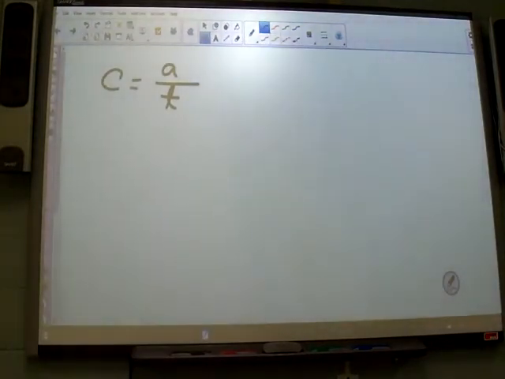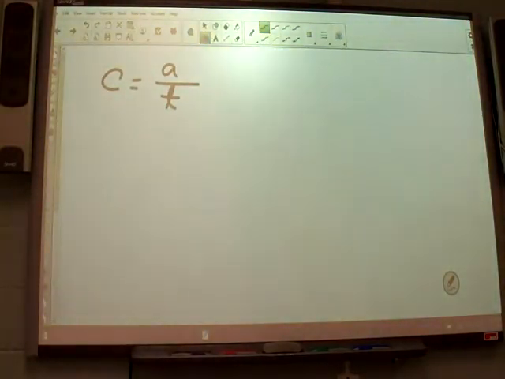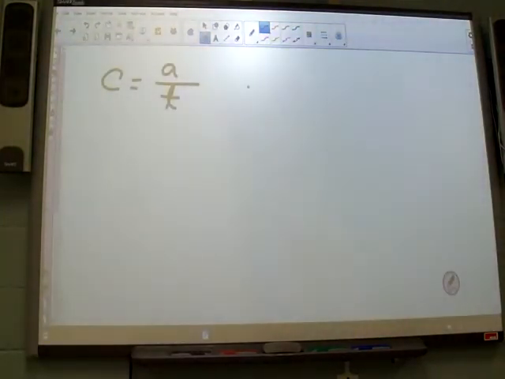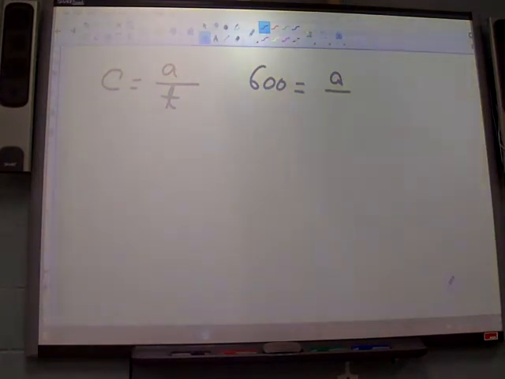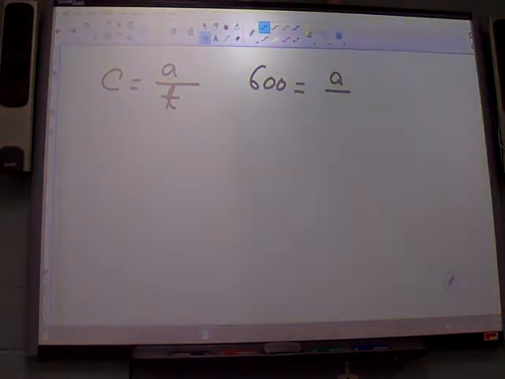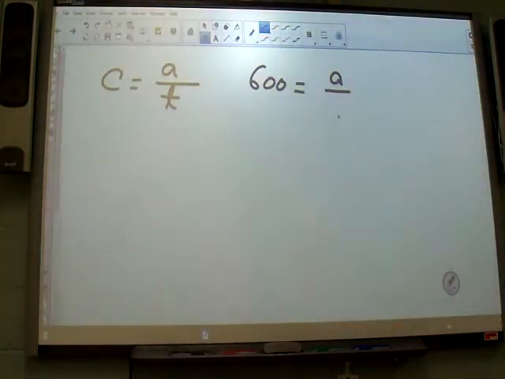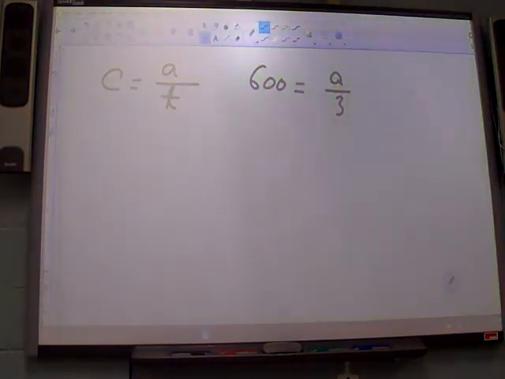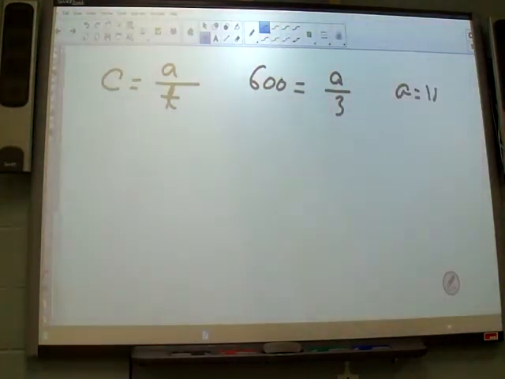Okay, so keep reading. Your family wants the cost of the house per family to be $600. So cost equals 600, equals A divided by. Currently, there are 3 families, including your family. So to solve that for A, you would multiply by 3. So our A is 1,800.